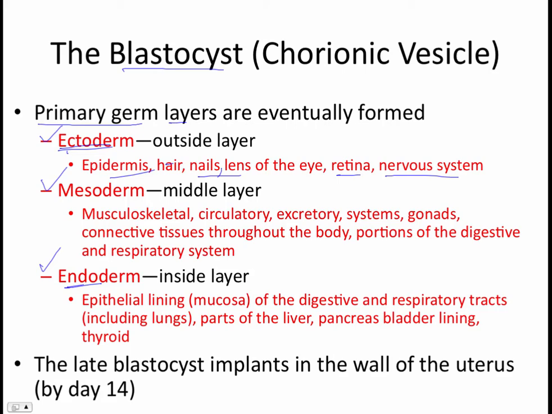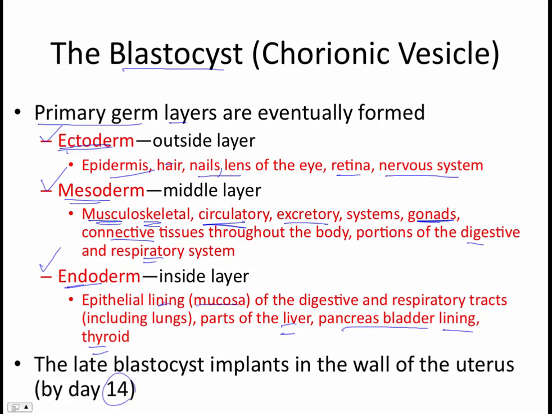This is going to be the epithelial lining. Anytime you see mucous membranes, whether it's in our alimentary canal or also within the region going towards our respiratory tracts. Parts of our liver, pancreas, bladder lining, and our thyroid. And then finally, everything between our endoderm and our ectoderm is going to be our mesoderm. So everything between these alimentary canals and respiratory regions, and our ectoderm being our skin, we can think of as our muscles, our skeletal system, those blood vessels, excretory organs being your kidneys, your reproductive structures, lots of connective tissues, and portions of your digestive and respiratory system.